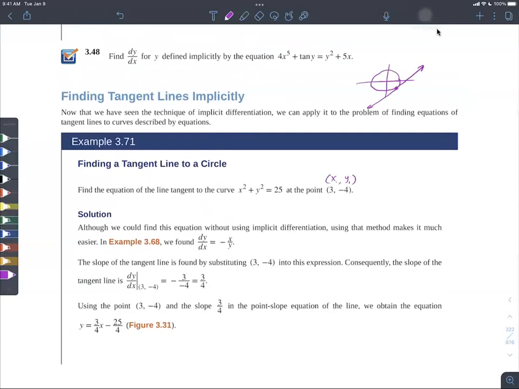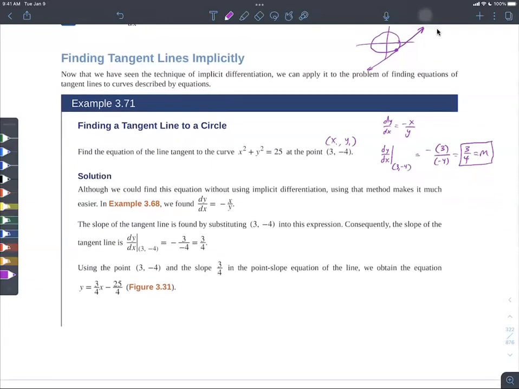Now, in a previous example problem, the first example problem we did, we found that dy/dx for this curve here was -x over y. And then we mentioned that if we evaluate this dy/dx at (3, -4), we plug in those values, we get minus x, 3, over y, which is -4. And so that gives us a positive 3/4, which is the slope of our tangent line. And this is what we actually showed earlier.